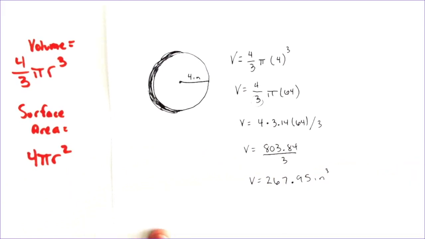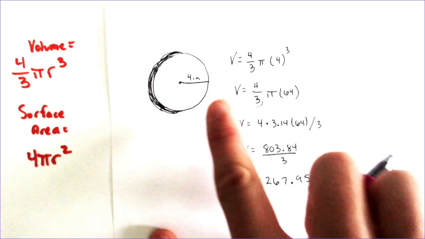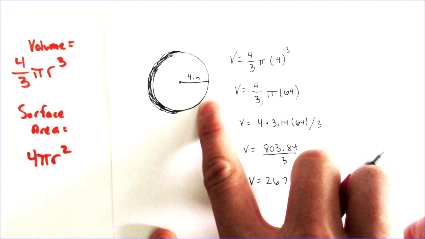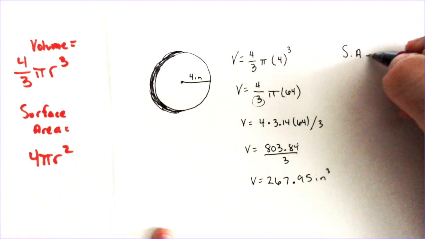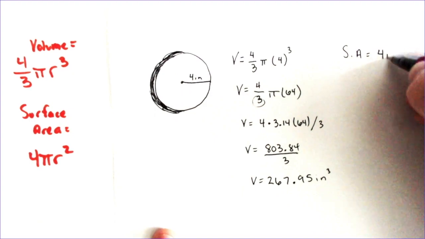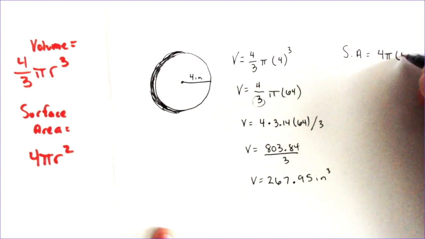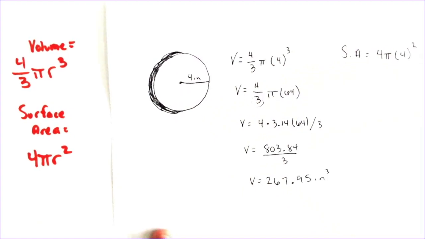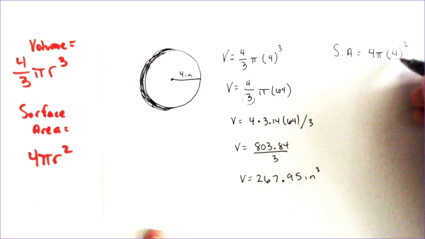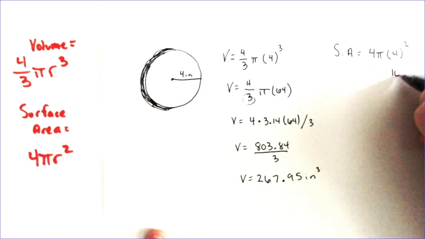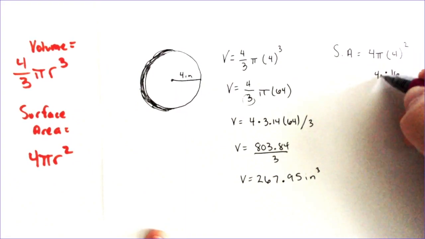Alright, surface area, it's an even easier formula. It's 4 pi r squared, so we're just going to use the formula, and we're going to plug in 4 for the radius. So surface area would equal 4 pi times the radius, which is 4, squared. And if we follow our order of operations there, we have to do 4 squared first, which is 16, times the 4 pi.